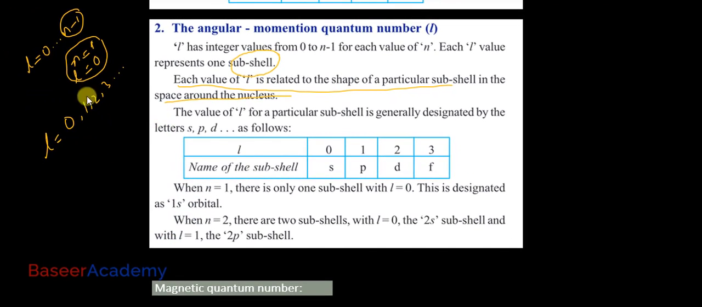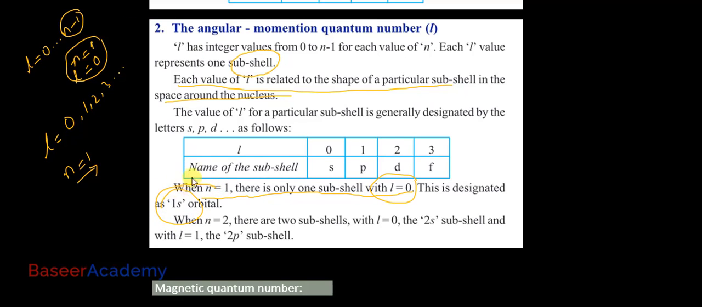Let us say the value of n is 1. When the value of n is 1, l can have how many values? l can have only 0 because l takes values from 0 to n minus 1. n itself is 1, 1 minus 1 is 0, so l value would only be 0 here. When n is equal to 1, there is only one subshell. l is equal to s, and we denote it by 1s.